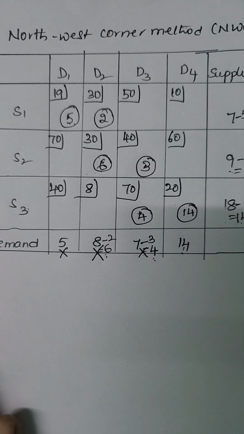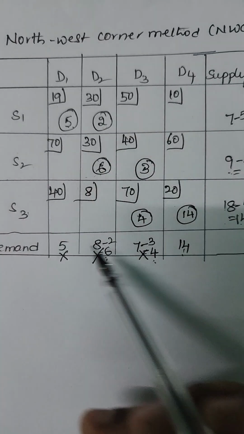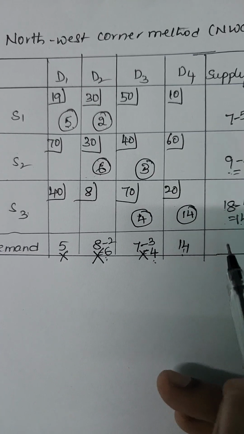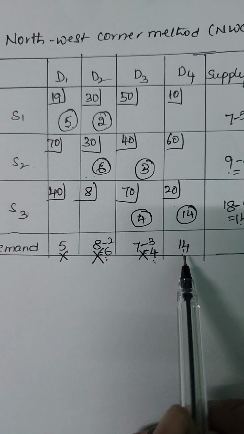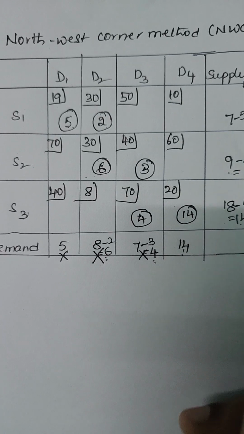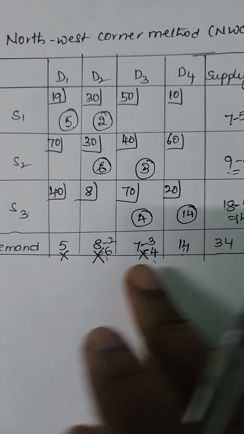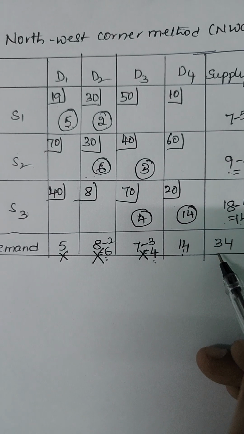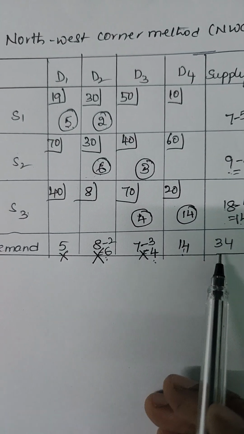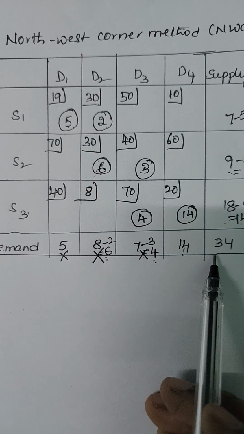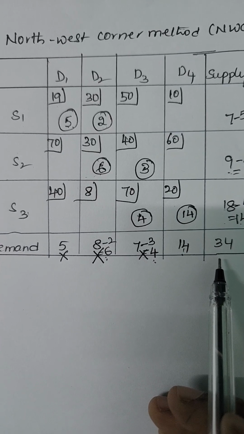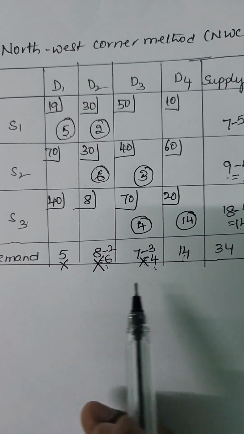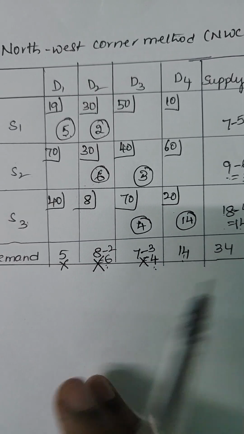Before starting any transportation problem, first we have to check whether the total supply is equal to the total demand. In this problem the total supply is 34 and the total demand is also 34, because 18 plus 9 plus 7 is 34. If the total supply is equal to total demand, that condition is called the rim condition. Now our aim is to find out the total cost.